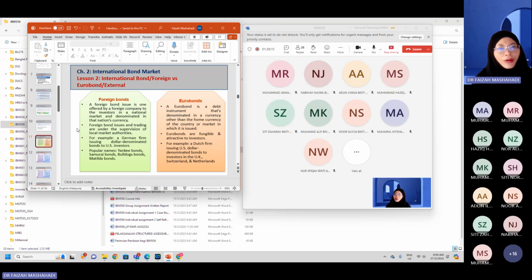Next one, bulldogs bond. Negara mana? Bulldogs. UK. Tak senonoh kan bulldogs. Banyak itu bulldogs dinamakan. Alright, bulldogs is UK. All foreign bonds issued in UK, they call it as bulldogs bond. Matilda bonds. Negara mana?